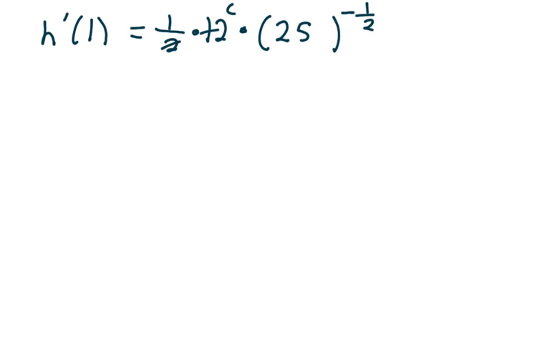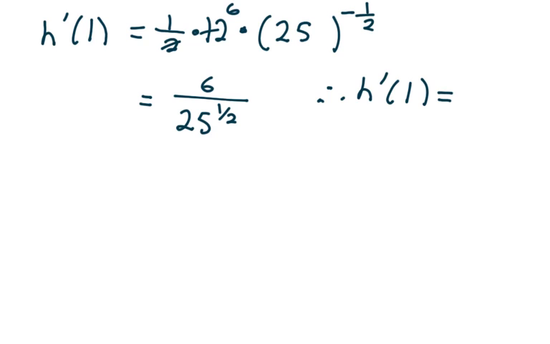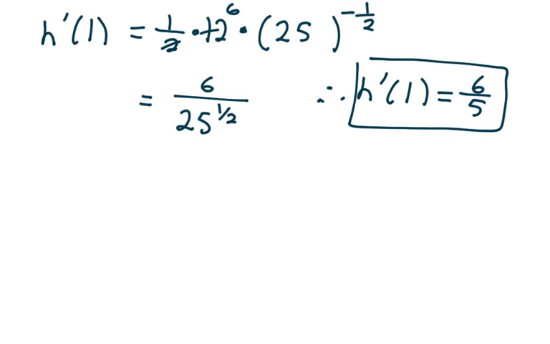2 goes into 12 6 times. So this is 6 over 25 to the half. And so therefore, and remember, 25 to the half is square root of 25, which is 5. So h prime of 1 is 6 over 5. And that's how we do this example.